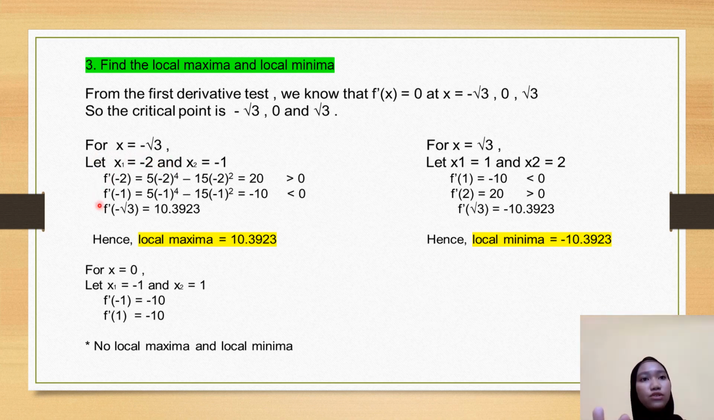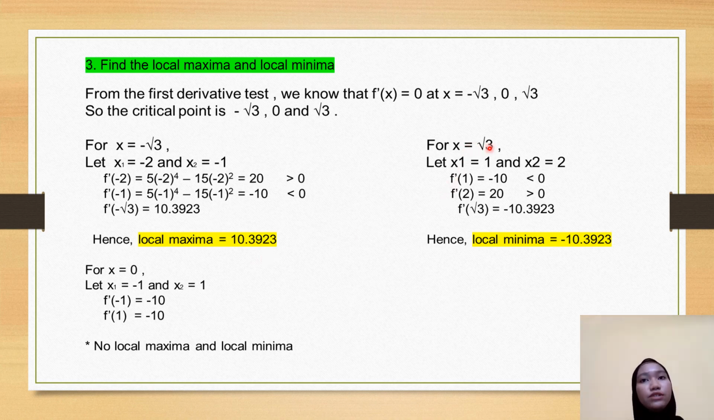When we substitute into f prime x, for x equals negative 2 we get greater than 0, for x equals negative 1 we get smaller than 0, and for f prime of negative root 3 we get 10.3923. So here, this is the local maxima, which is 10.3923.